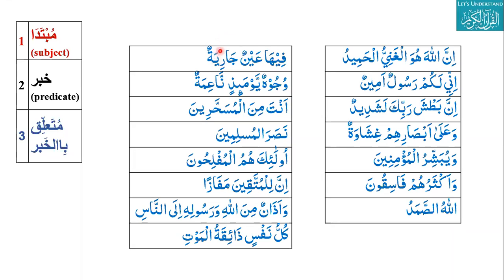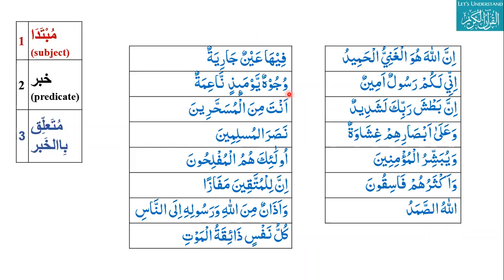Okay. So how will you translate? فيها, in it. عين, the Ain is spring. Jariya is a spring flowing and continuous, flowing. In it the spring is continuously flowing. Continuous flowing spring is in it. Okay. Flowing. I see.